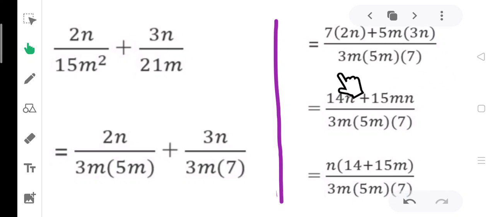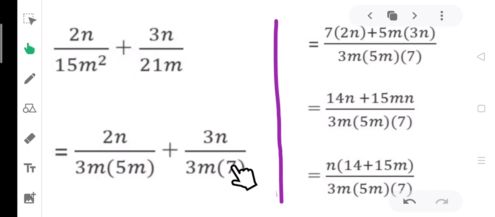So divide this LCD by each denominator. So we have 3m times 5m times 7 divided by 3m times 5m would be equal to 7. Then multiplied by 2n. So we have 7 times 2n. Then 3m times 5m times 7 divided by 3m times 7.